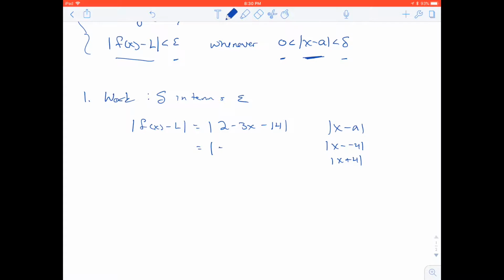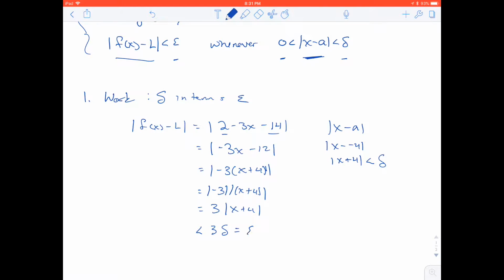So let's see. I get -3x, a 2, and a -14, which is a -12. We might see this already. I can factor out a -3, and I have my x plus 4. And because I have a product inside my absolute value, I can split that absolute value up. The absolute value of -3 times the absolute value of x plus 4. And so we use our assumption that x plus 4 is going to be less than delta. So we say that's less than delta.